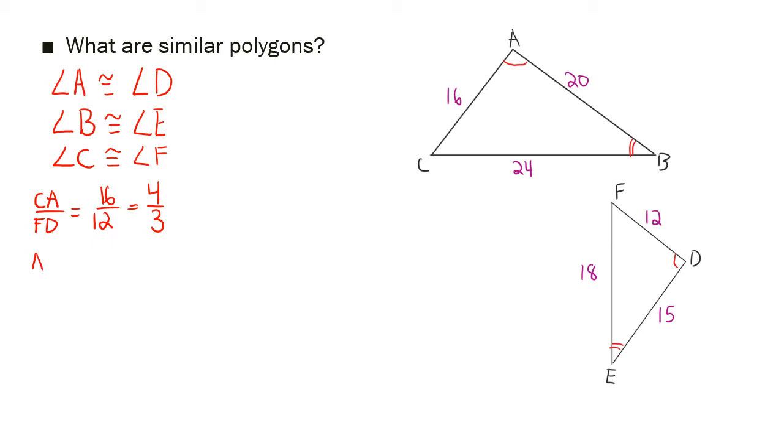So when I go to AB over DF, I'd have 20 over 15. If I reduce this by 5, I get 4 over 3. I go to the last segment that we have for the triangles, CB over FE. That's 24 over 18. When I reduce that by 6, that's 4 over 3. So these two triangles are similar because the corresponding angles are congruent and the sides are proportional.